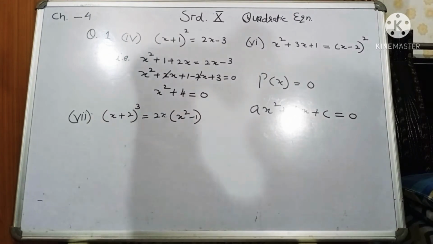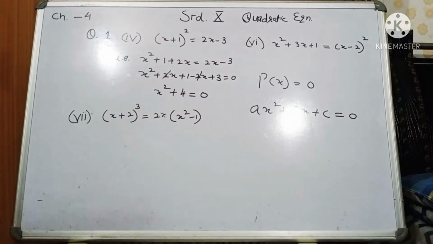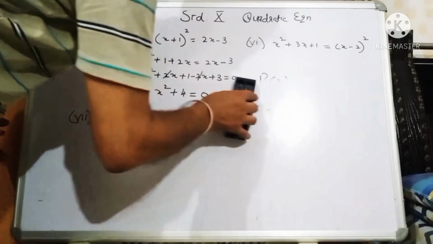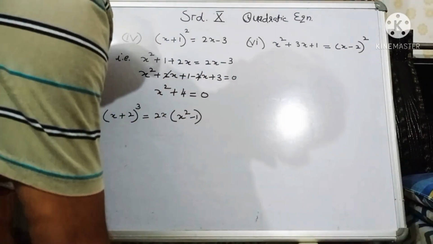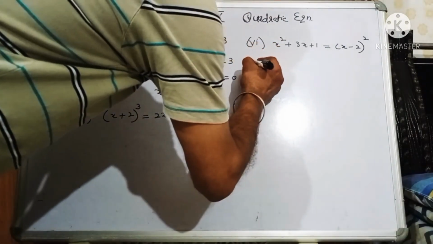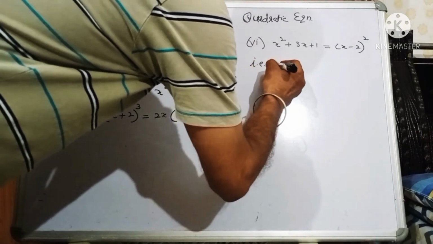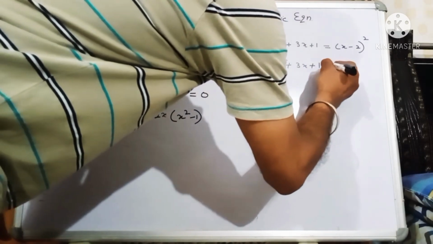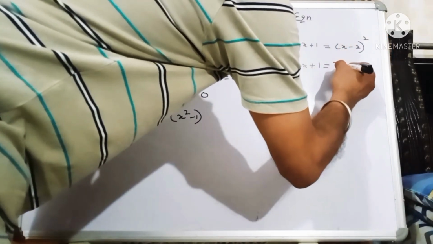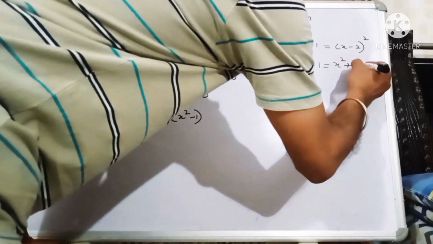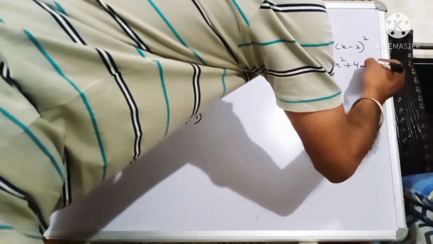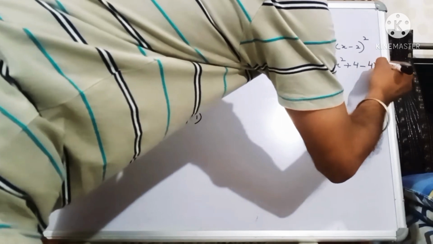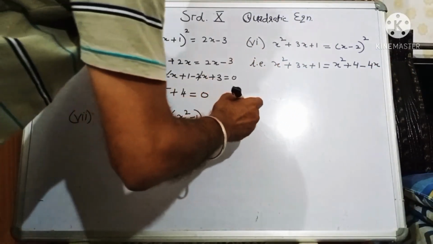Now we will see question number 6. x square plus 3x plus 1 is equal to (x minus 2) the whole square. Again in the same way we will simplify it first of all and then conclude whether it is a quadratic equation or not. x square plus 3x plus 1 is equal to (x minus 2) the whole square: a square plus b square minus 2ab, 4 minus 2 into x into 2, minus 4x. Now we will shift all the terms toward this side.